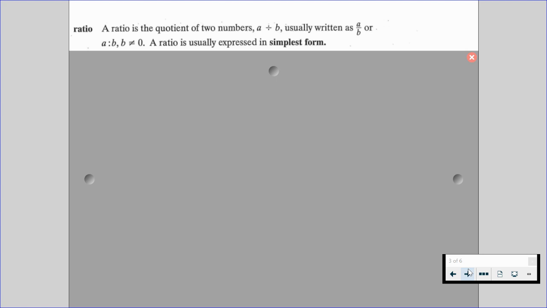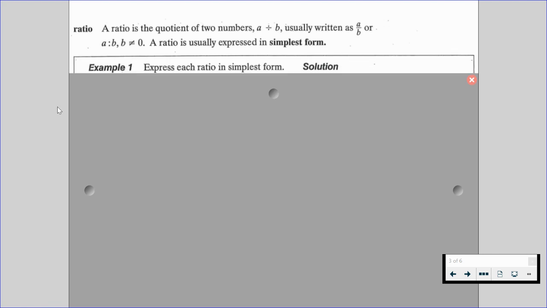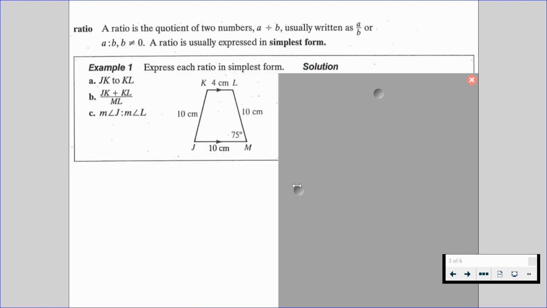Let's begin. So a ratio is the quotient of two numbers, a divided by b, usually written as a fraction, a over b, or a divided by b, or a colon b, where b is not equal to 0. And a ratio is usually expressed in what we call simplest form. So in example number 1, we're asked to express each ratio in simplest form.